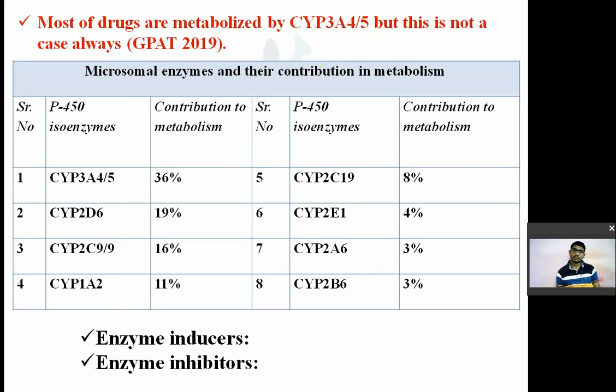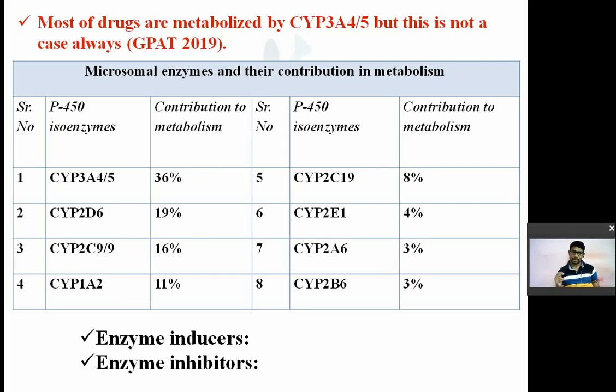Enzyme inducers and enzyme inhibitors: what do they mean? Those drugs which increase the concentration of the metabolizing enzyme are known as enzyme inducers. Those drugs which decrease the concentration of the enzyme required for metabolism are known as enzyme inhibitors.